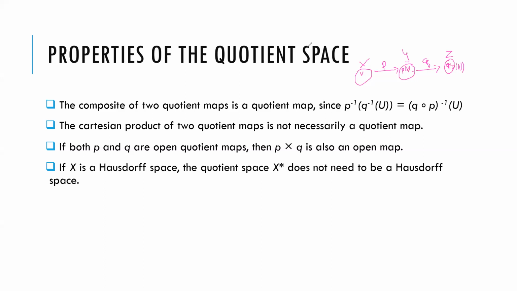And the Cartesian product of two quotient maps is not necessarily a quotient map. We have an example.